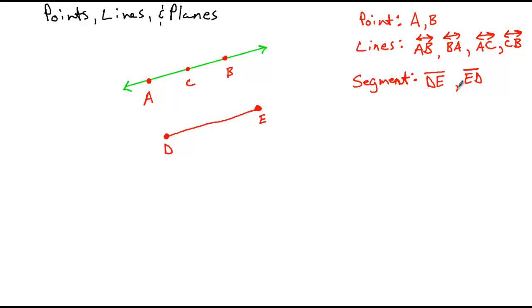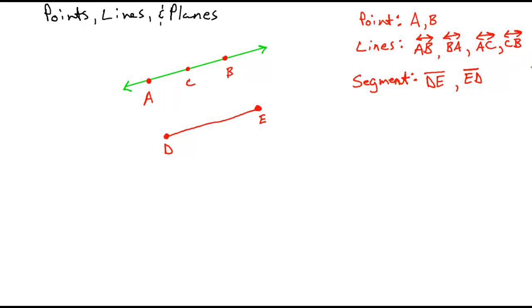Now, when you're naming lines and segments, what you put on top matters. If you put this and you meant this, you're going to be wrong. Okay, it matters. The details matter in geometry and in math. So make sure that you label it right. If it's a segment, it gets a little bar. If it's a line, it gets a little line.